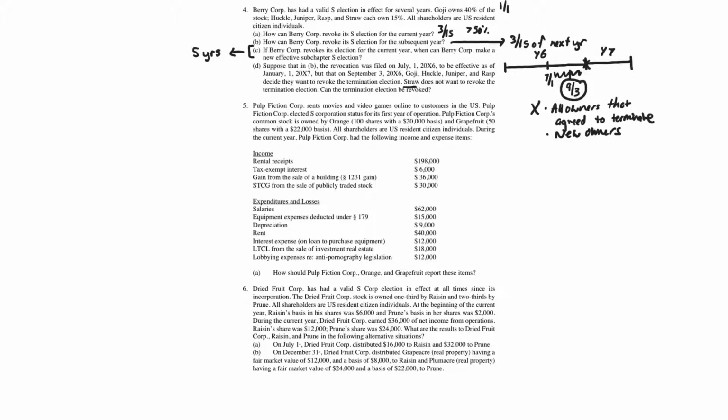All shareholders are U.S. resident citizen individuals. During the current year, Pulp Fiction Corp had the following income and expenses. We've got some items of income, some expenditures and losses. How should Pulp Fiction Corp, Orange, and Grapefruit report these items?